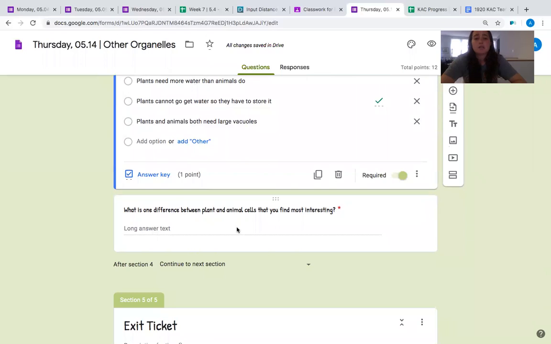All right, what is one difference between plant and animal cells that you find most interesting? You can use the text to help you, but I'm not going to go over those answers because that's up to you. So at this point, you're basically done. You just need to answer that question and do your exit ticket.